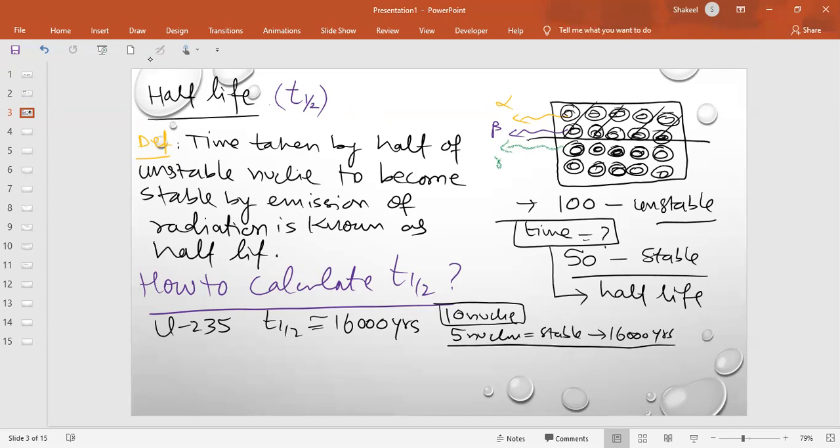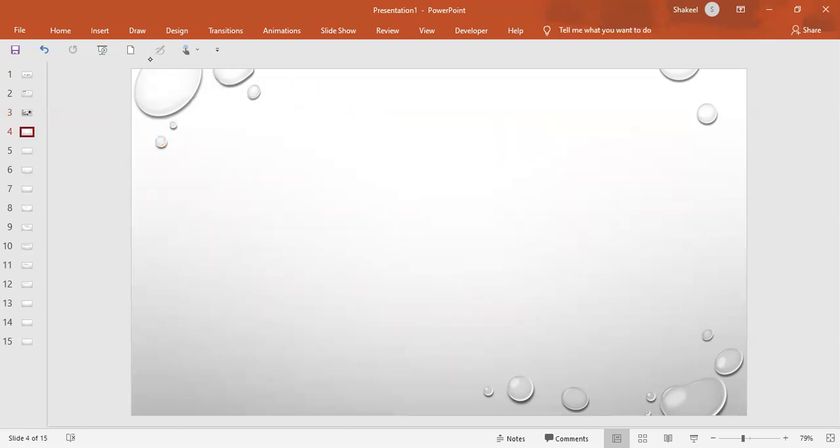And there are some radioactive elements or radioactive nuclei which have very short half-lives as well, right? So let's say we talk about cobalt-60 and it has a half-life of nearly 2 minutes. So it means if you are having 10 nuclei of cobalt, then in order for 5 nuclei to become stable, it takes nearly 2 minutes. So all the radioactive elements, the unstable elements, have different values of half-life. Now the question comes how to calculate it. So, calculation methods.